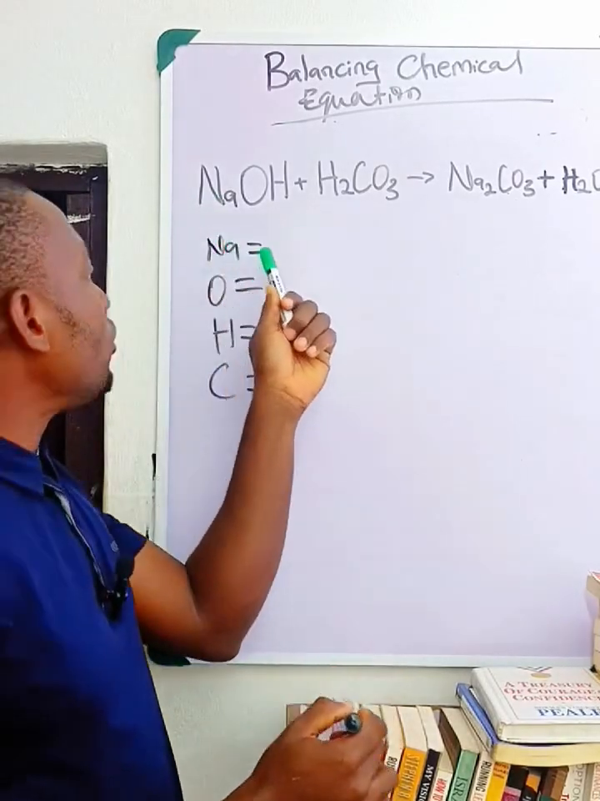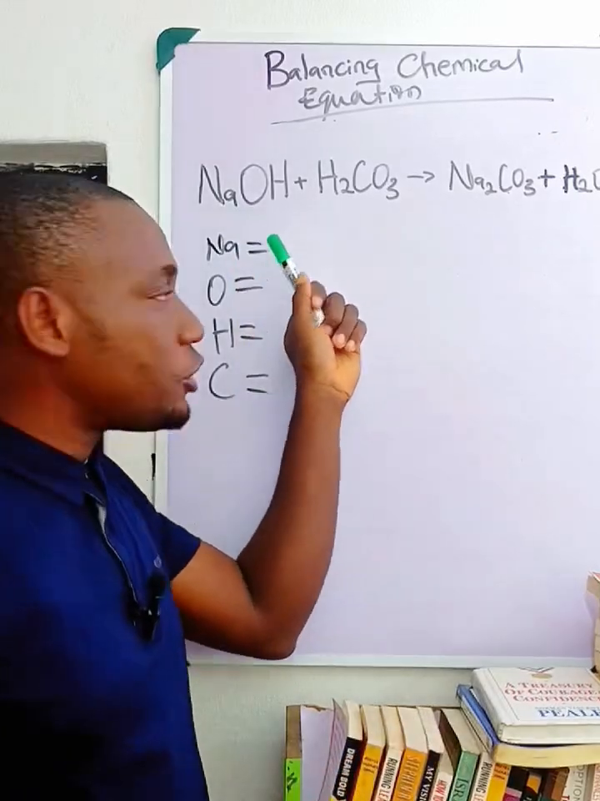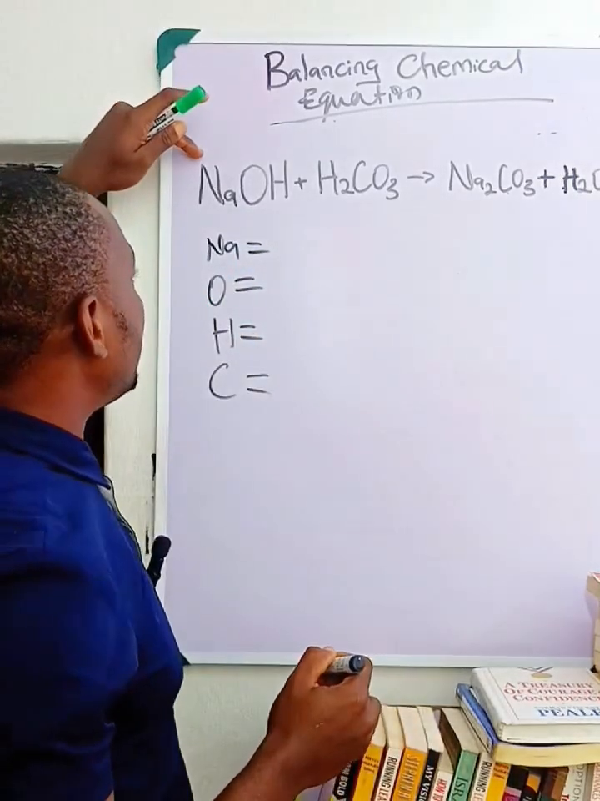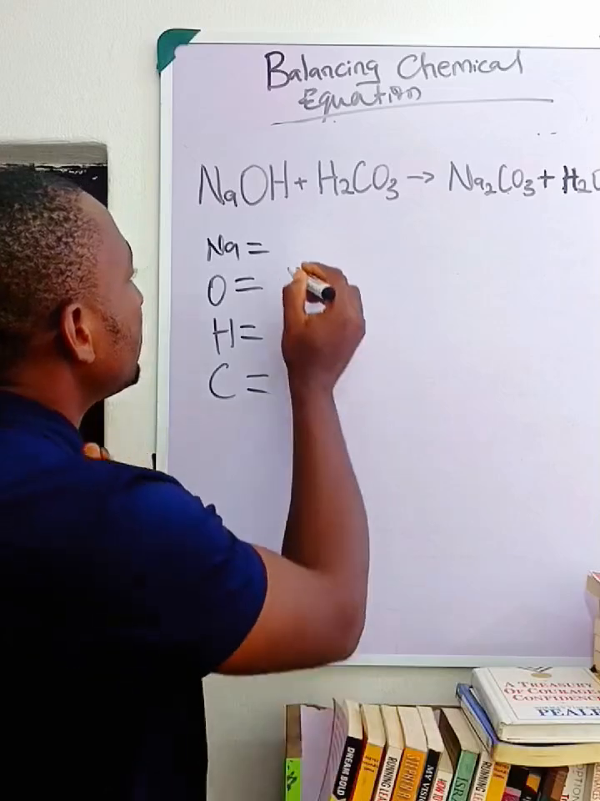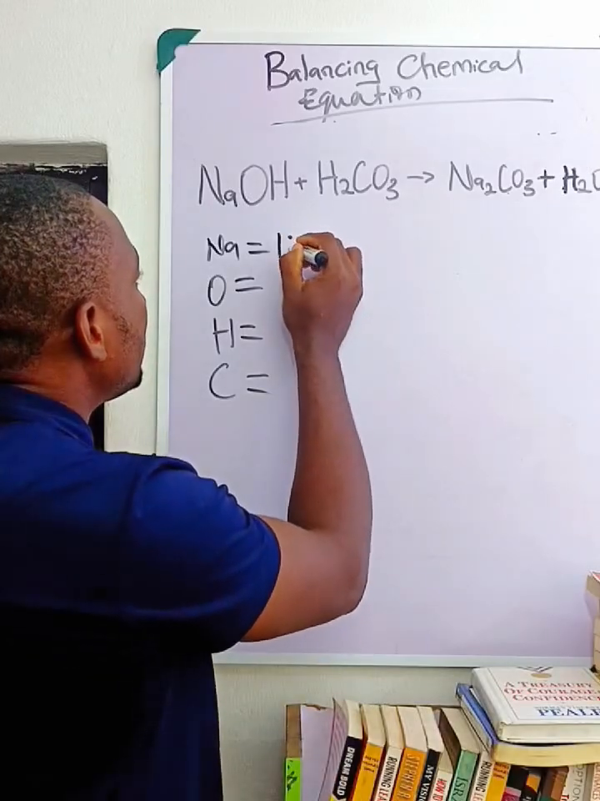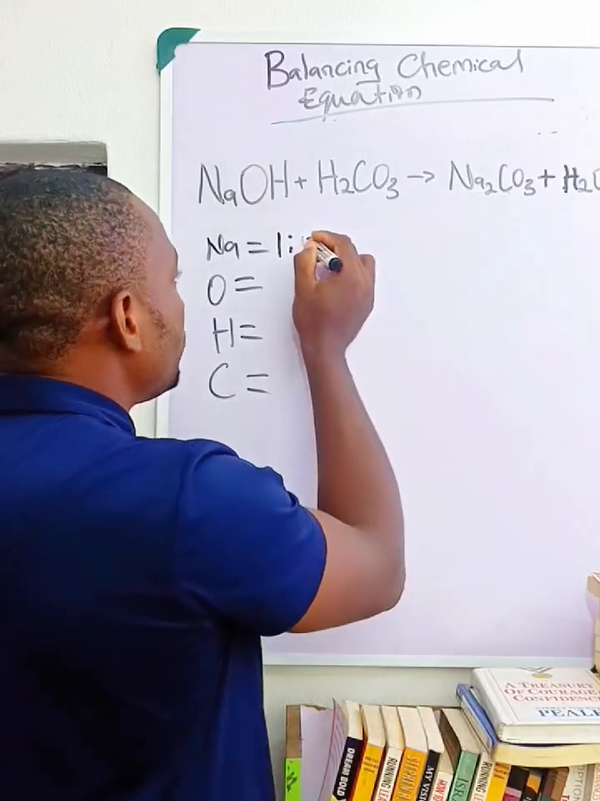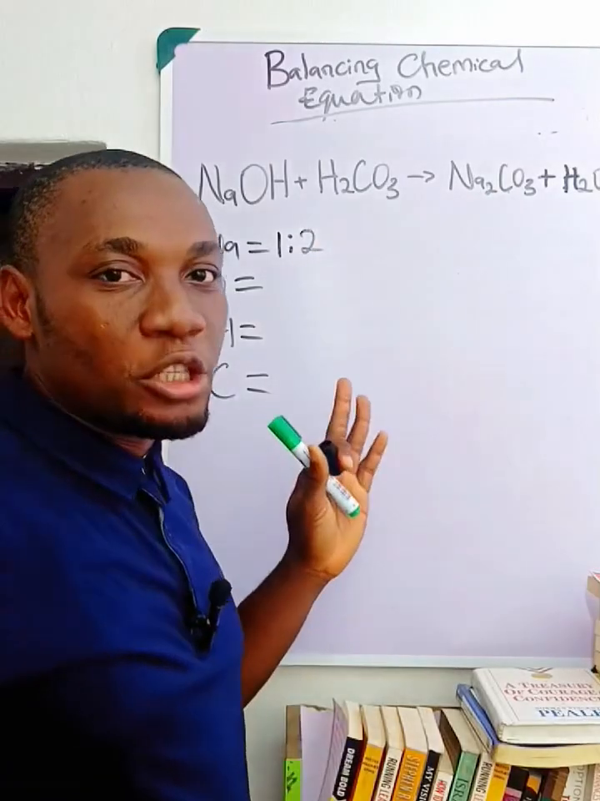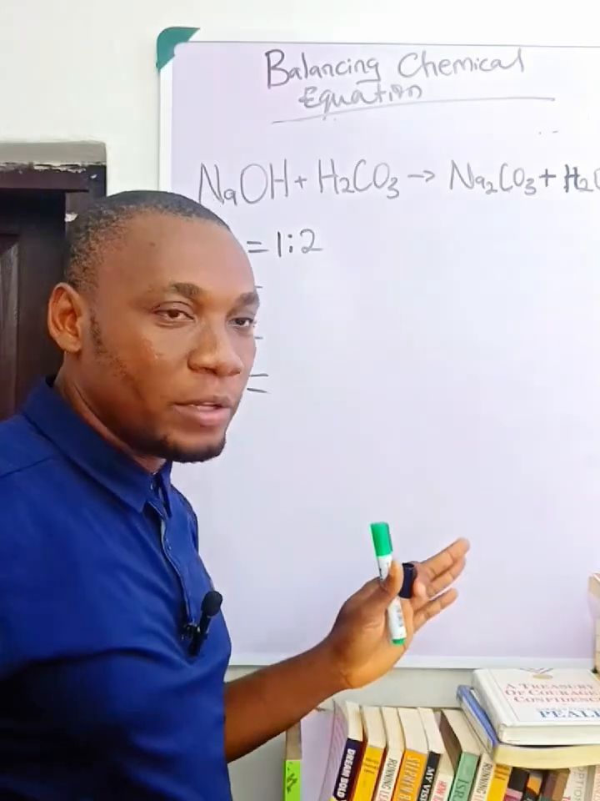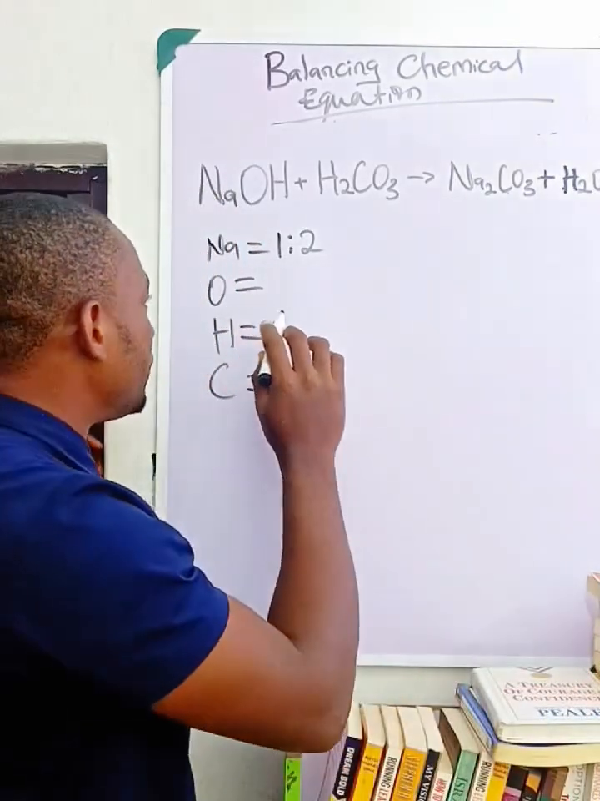How many sodium do we have on this side of the equation? Sodium is 1, right? 1. How many sodium do we have on the other side? Sodium is 2. So sodium is not balanced. Are you following?